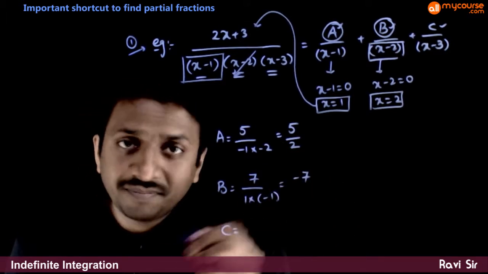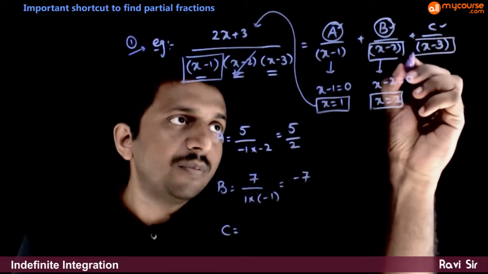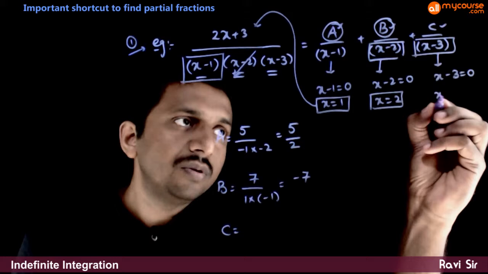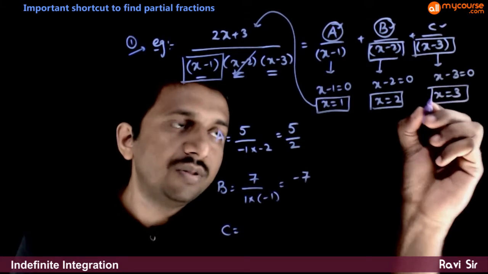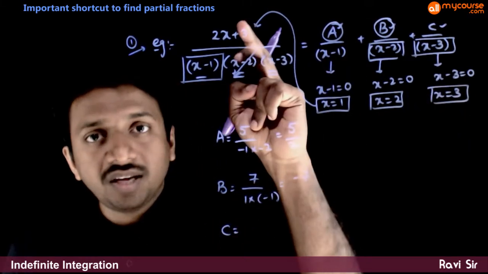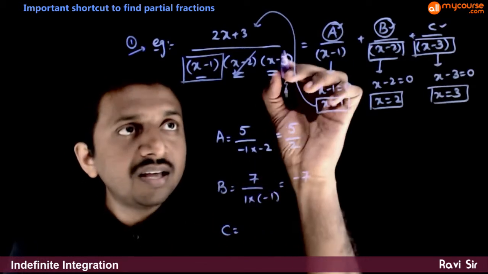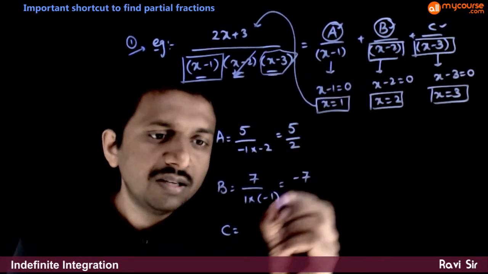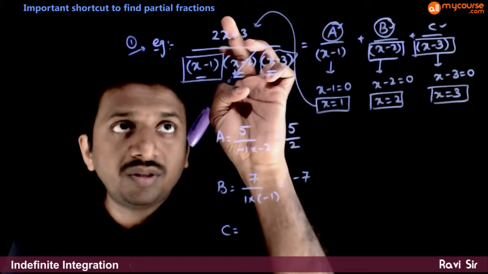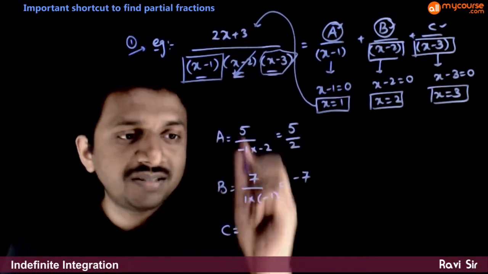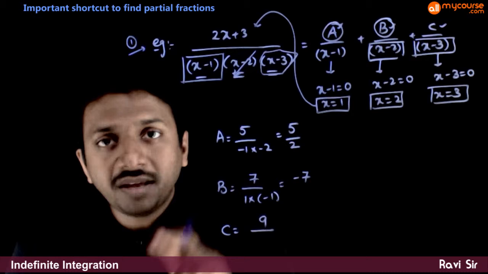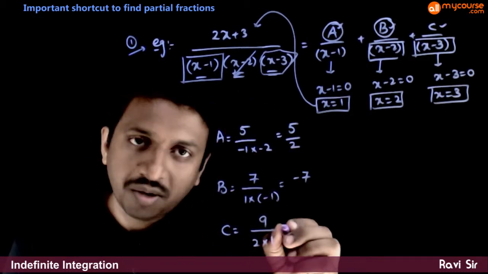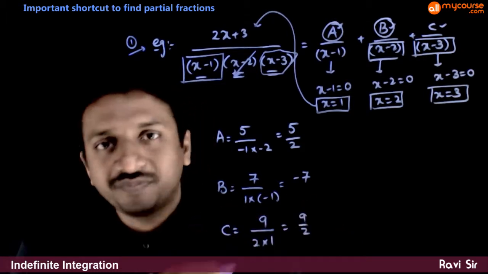And if you want C, the corresponding denominator is x - 3. So equate x - 3 equal to 0. This gives you x is equal to 3. Now put x equal to 3 in the original fraction. This time leave this x - 3 term. So C is equal to, if you put x equal to 3, 2 into 3, 6 plus 3, 9, divided by 3 - 1 is 2 and 3 - 2 is 1. That is equal to 9 by 2.